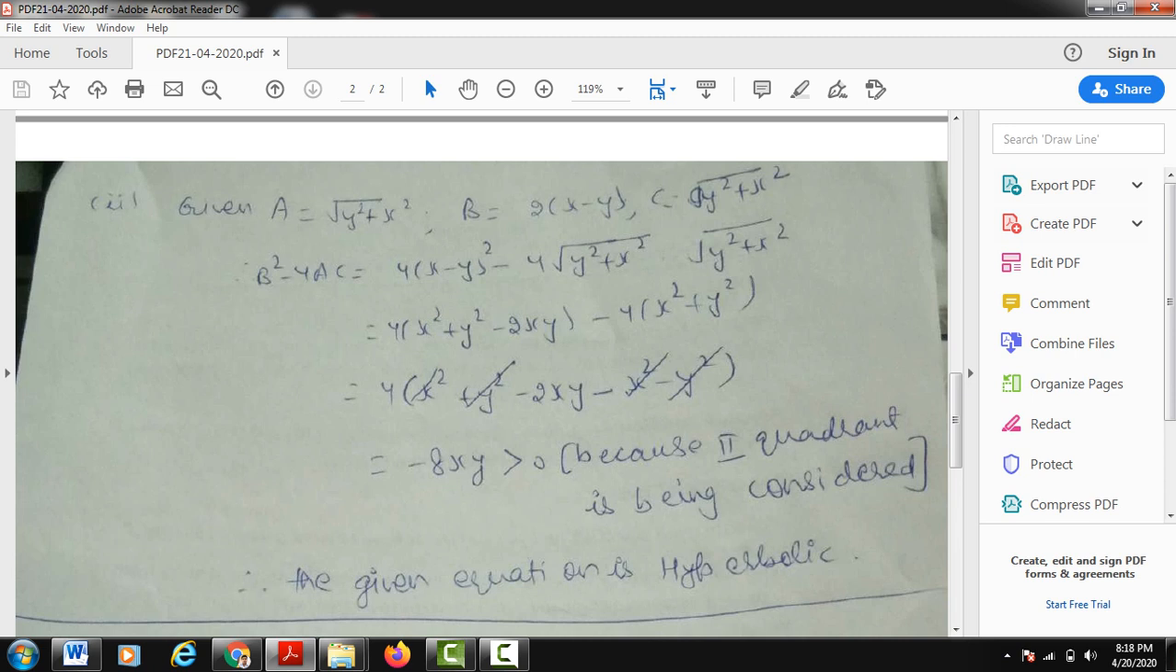So let us simplify this. This is 4. Here I am applying the formula x minus y whole square is x square plus y square minus 2xy. Minus 4 under root y square plus x square into under root y square plus x square. Under root will get cancelled. So I am having finally y square plus x square, or it can be written like this, x square plus y square. In the next step, this 4 will be taken common. So we are having x square plus y square minus 2xy minus x square minus y square. Now x square and y square will get cancelled, and I am only left with minus 2xy. So 4 into minus 2xy will become minus 8xy.